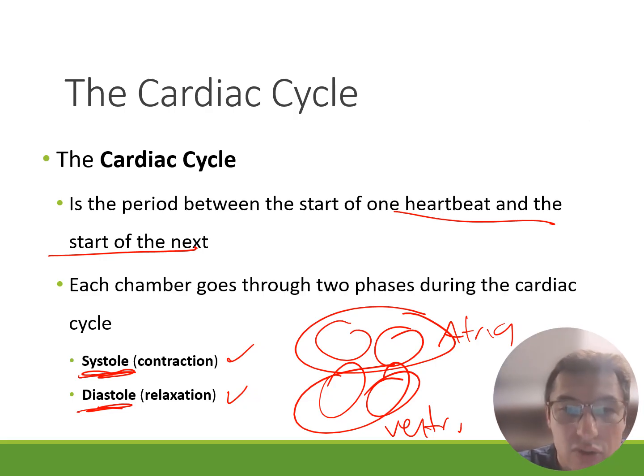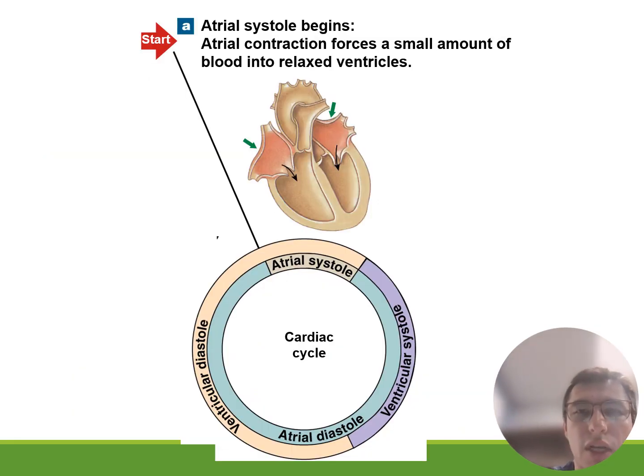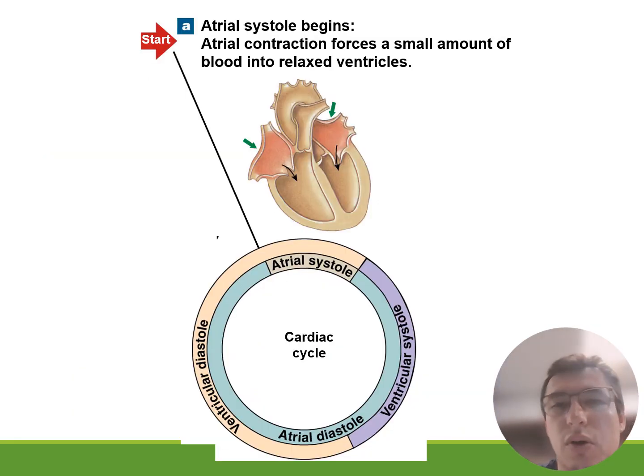So each one of these chambers will go through systole, contraction, and diastole. The ventricles, each one of them, right and left, will go through a systole and a diastole. As we mentioned before, systole means contraction and diastole means relaxation in relation to whichever chamber you're talking about.